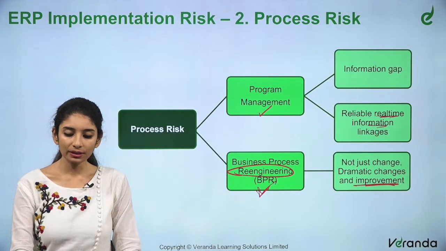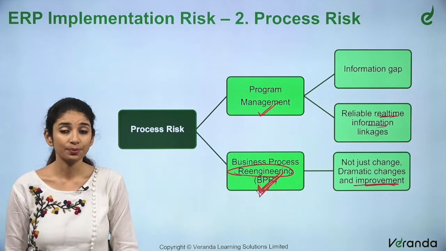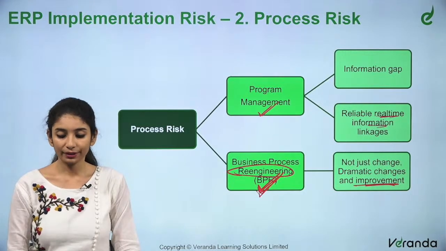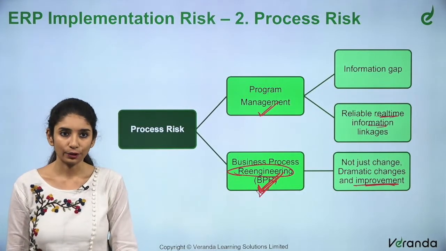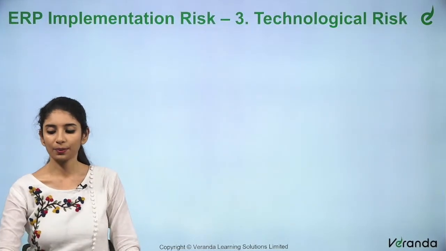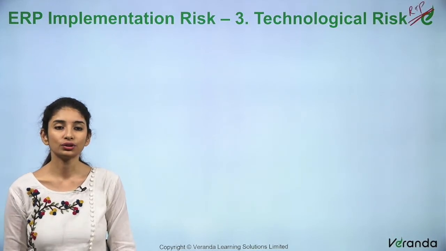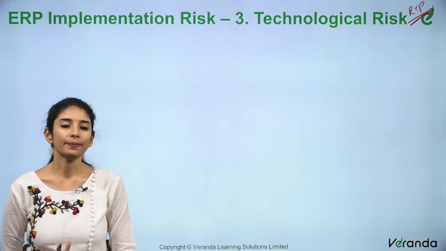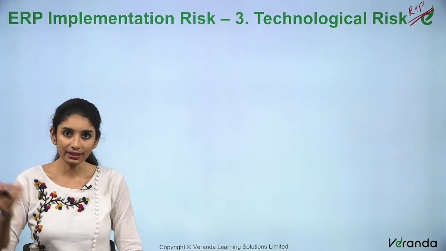Okay, so is my process team ready to take up this change? Is my top management and my functional level ready to take up an entire overhaul of processes? I need to evaluate that. Okay. Next we have technological risk. RTP question: what are the technological risks related to ERP implementation? Risks and controls. This question always comes as risks and controls.